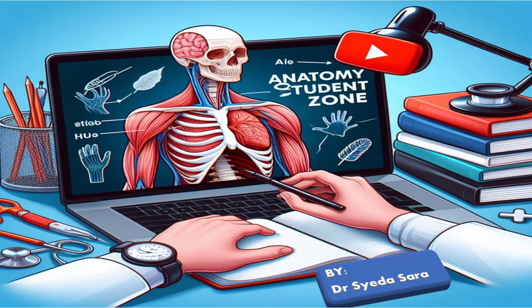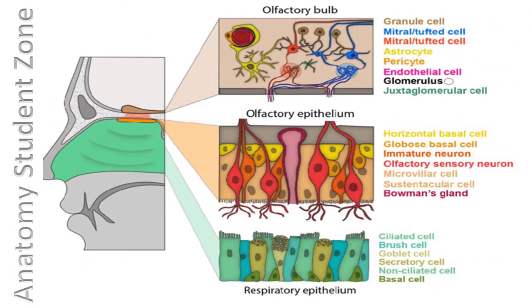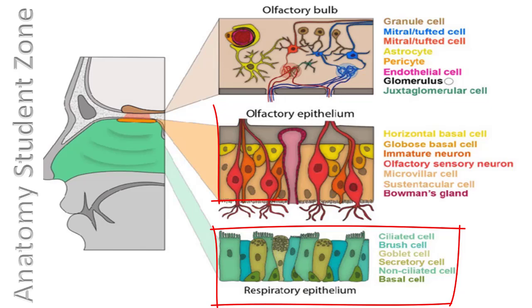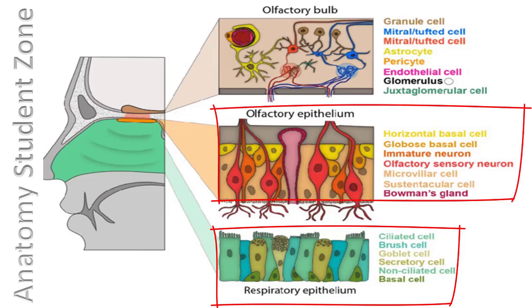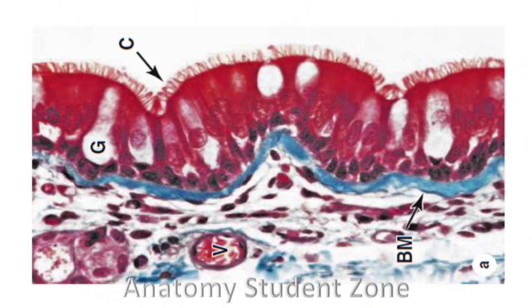Previously, I talked about the functional histology of the respiratory epithelium. I explained that the epithelium of the respiratory system is of two types, according to function: respiratory and olfactory epithelium. In detail, I also explained the respiratory epithelium, its cells, the function of these cells, and how it functions histologically. So in this part, I will explain the olfactory epithelium.